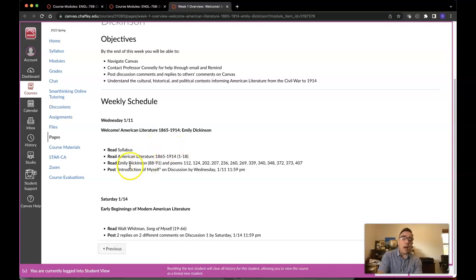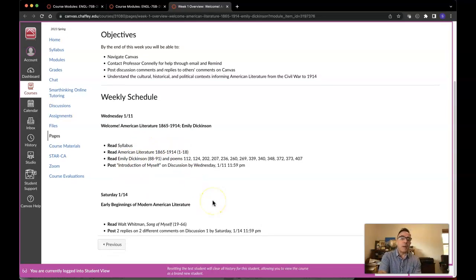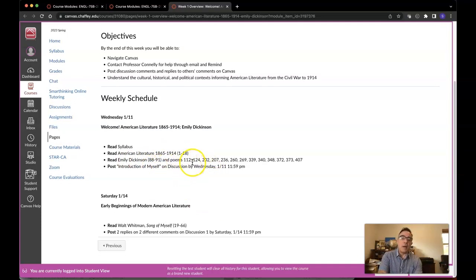Notice you also have some poems to read by Emily Dickinson. She didn't give titles to her poems, so we basically go by the numbers in which they were found or ordered. And we'll talk a little bit more about that later. 112, 124, etc. She's fantastic. She uses very simple language, but she really broke important new ground when it comes to poetry.